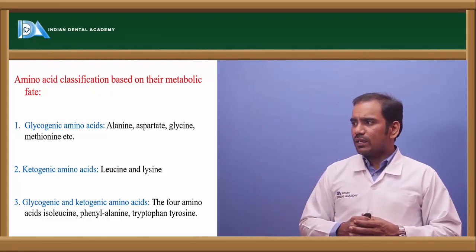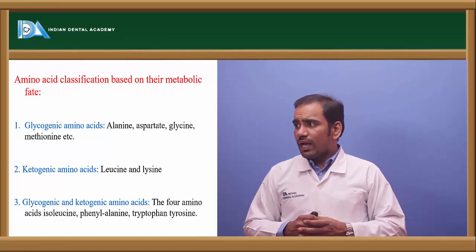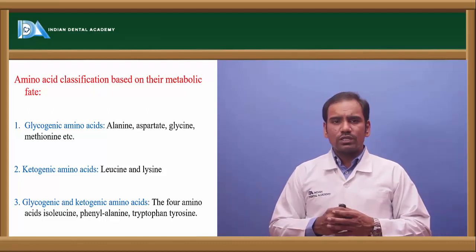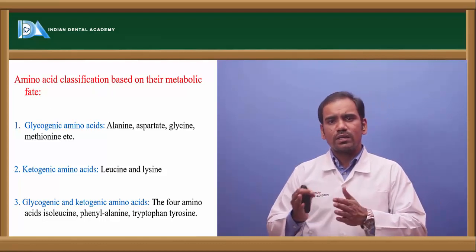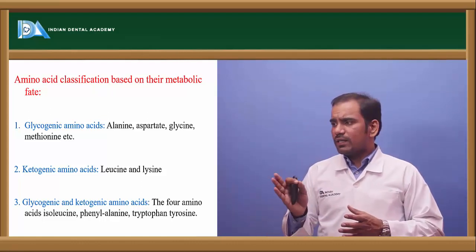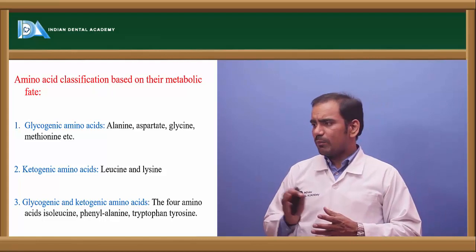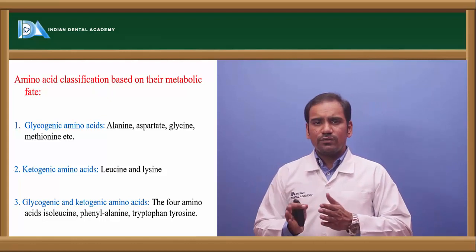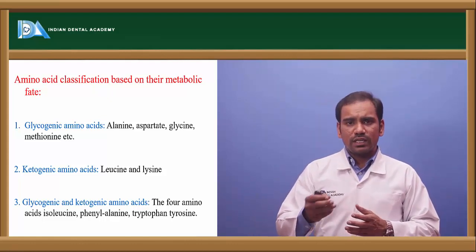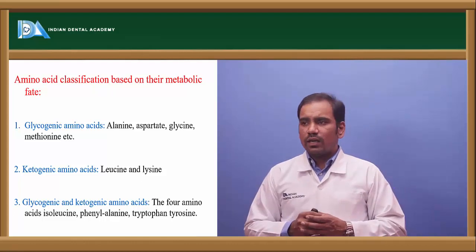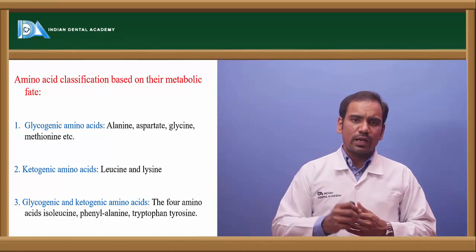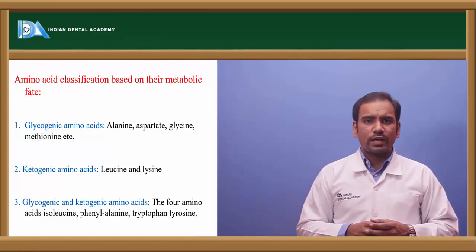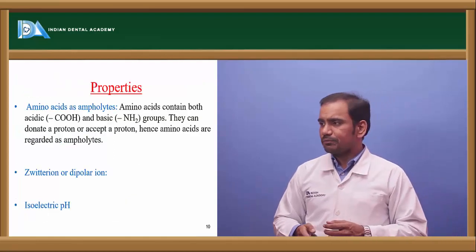Here glycogenic or glucogenic amino acids are alanine, aspartate, glycine, methionine and other amino acids. Coming to ketogenic amino acids, leucine and lysine are called ketogenic amino acids. And there are 4 glycogenic and ketogenic amino acids: phenylalanine, tyrosine, isoleucine and tryptophan. These 4 are called glycogenic and ketogenic amino acids. Leucine and lysine are the ketogenic amino acids, and all the remaining amino acids are called glucogenic amino acids. So this is the classification of amino acids based on their metabolic fate.